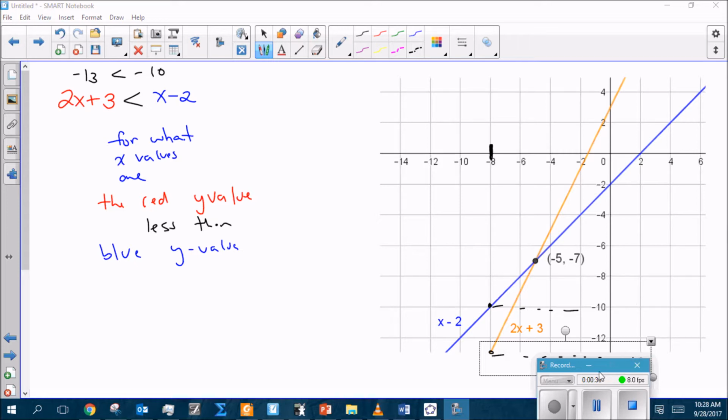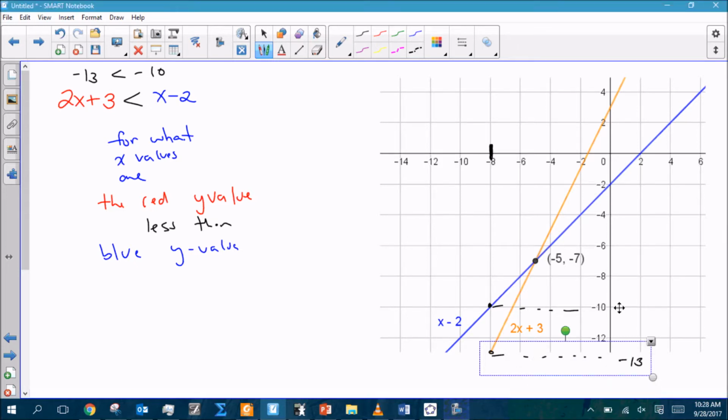So we start to see over here, graphically, if I just pick a point like x being negative 8, we see that the orange ones are less than the blue ones. So a y value of negative 13 is less than a y value of negative 10. Hopefully you recognize and can argue that in that picture, the orange ones are below the blue ones.